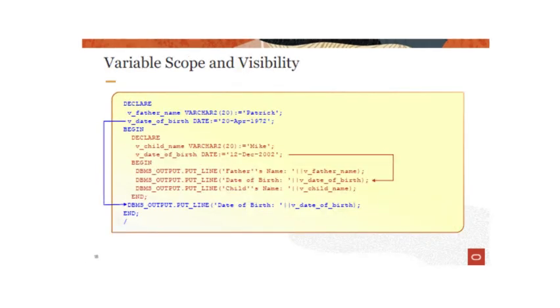Examine the date of birth that is printed for father and child. The output does not provide the correct information, because the scope and visibility of the variables are not applied correctly. The scope of a variable is the portion of the program in which the variable is declared and is accessible. The visibility of a variable is the portion of the program where the variable can be accessed without using a qualifier. Scope. The v_father_name variable and the first occurrence of the v_date_of_birth variable are declared in the outer block. These variables have the scope of the block in which they are declared. Therefore, the scope of these variables is limited to the outer block.